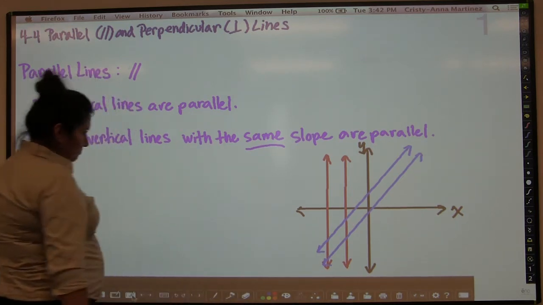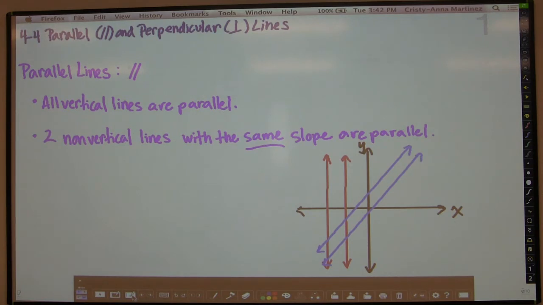But to get started, I want to talk a little bit first about parallel lines. Again, the symbol that we use is those double L's at a diagonal. There are two things that you need to know about parallel lines. First and foremost, all vertical lines are parallel.